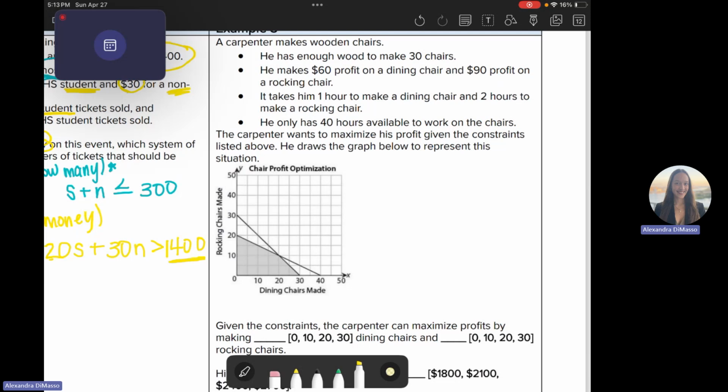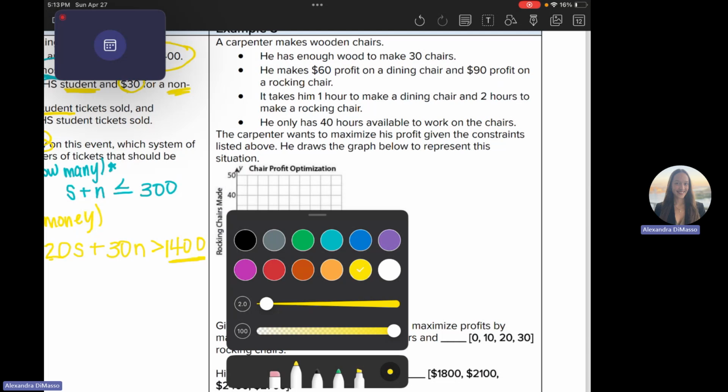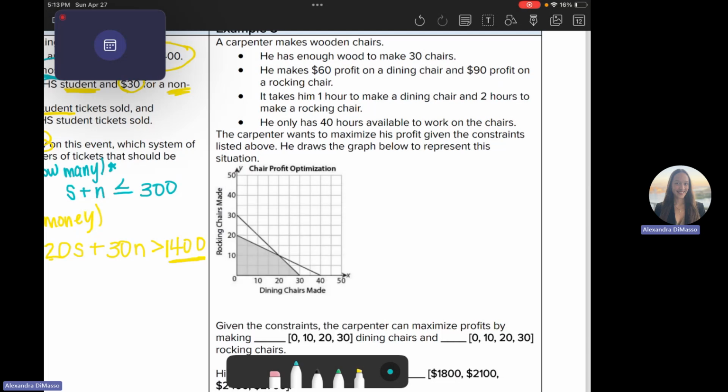So already I see he's got a graph for it, which is great, which means I really don't have to write a system of equations. I'm still going to because I think it's good practice, but because the graph's there, if this was your exam, you wouldn't have to write an actual system of equations. So I'm going to start by just defining my variables. I'm just going to do x is my number of dining chairs.